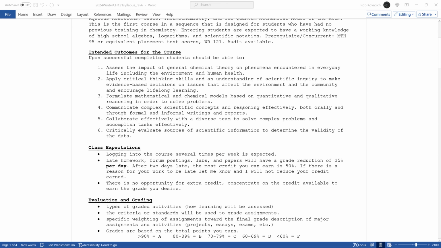All right, so I am expecting you to be able to assess the impact of general chemistry and phenomenon on everyday life, including environment and health. What this outcome is talking about is I need you, when you're finished with this, to be able to look around you and just realize how much stuff is the way it is because of chemistry, whether that's a good thing or a bad thing. But pretty much everything that you're touching and using on a daily basis, eating, chemistry has to do with it. And I want to make sure that we understand that.